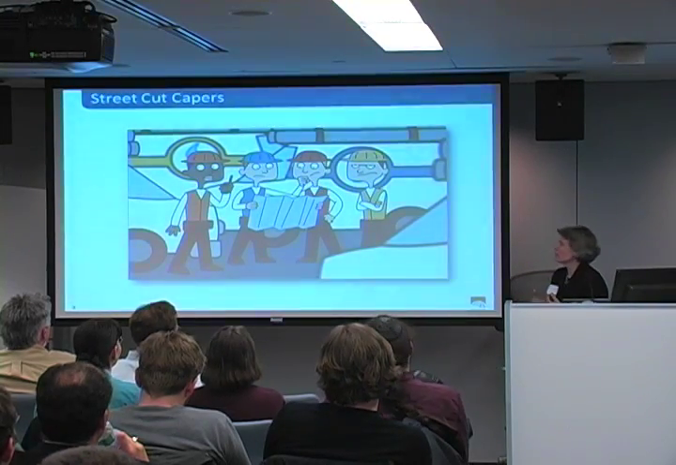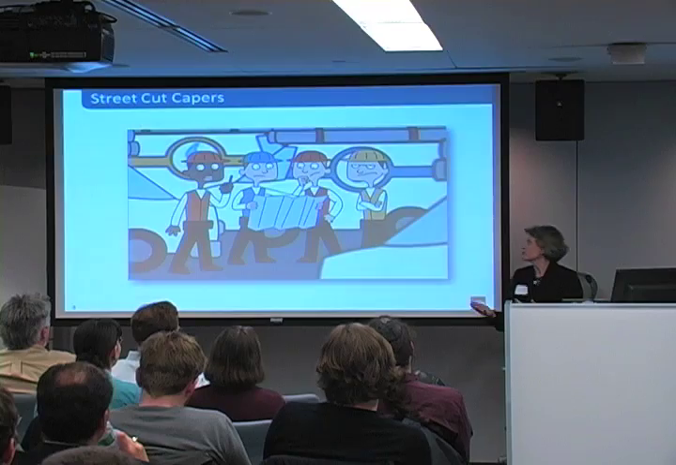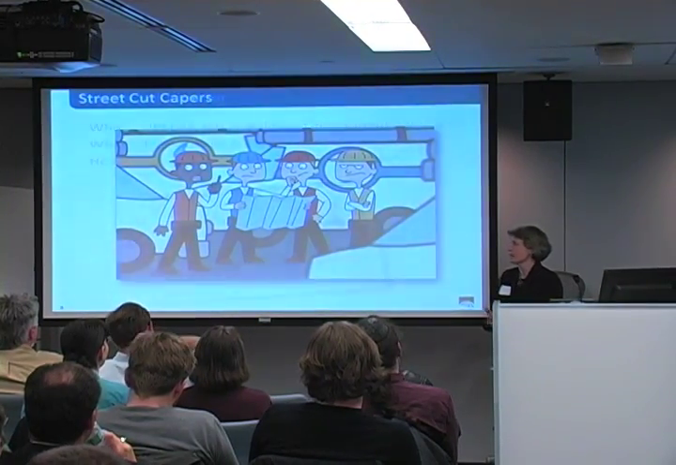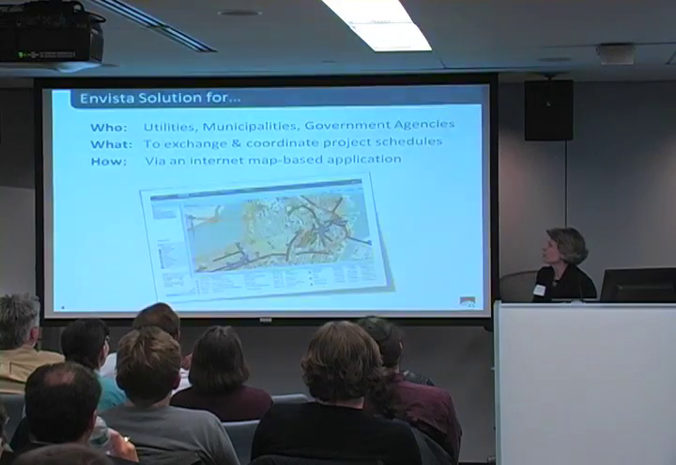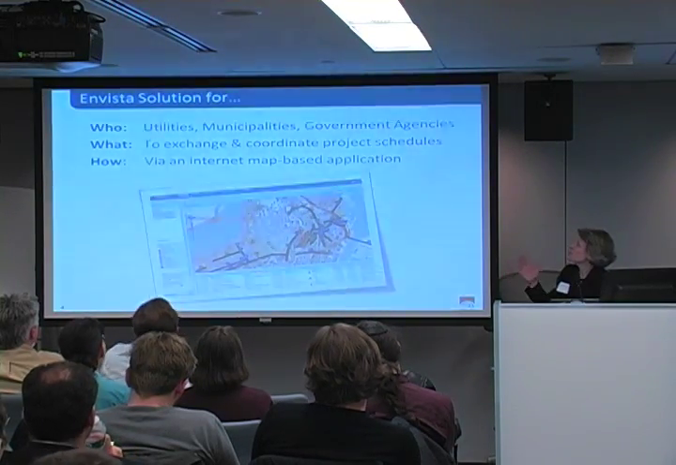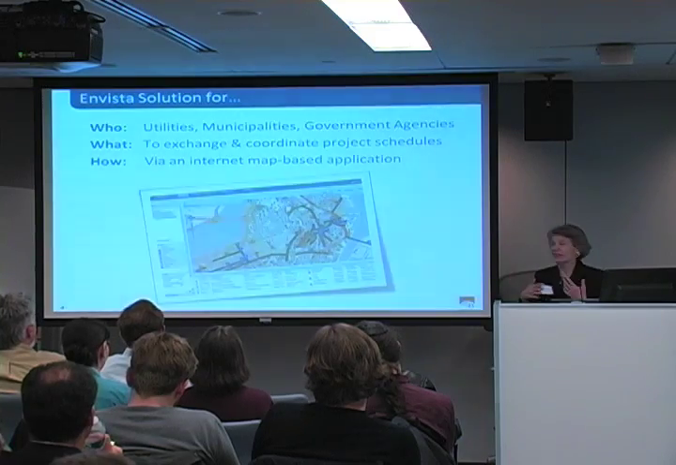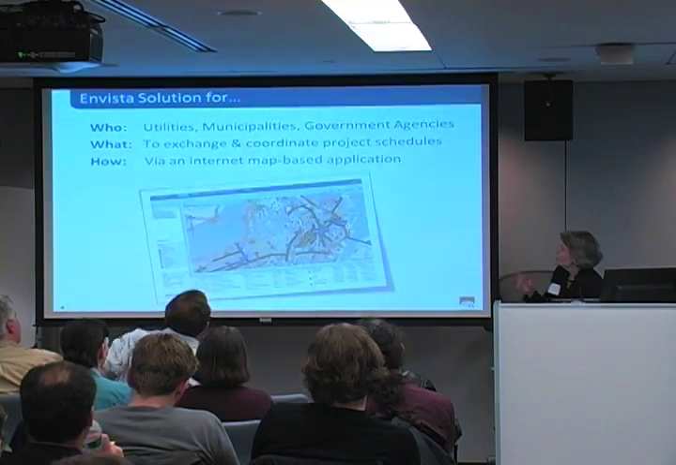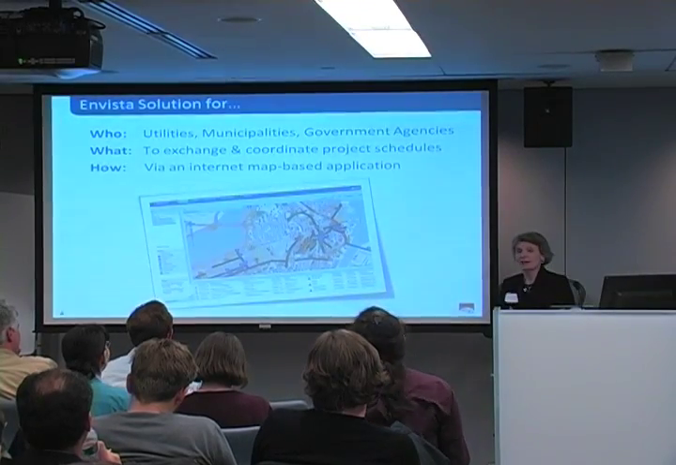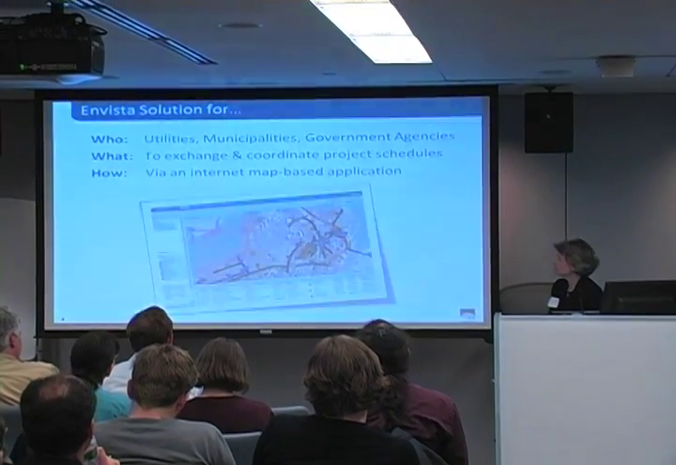We've all seen the problem. A road gets paved, and very shortly thereafter, it's cut up again. And this is the kind of churn that we're trying to address by having this application. So Envista developed this application for utilities, municipalities, and government agencies, such as regional planning boards, to exchange and coordinate project schedules via the internet map-based application. That's it in a nutshell.